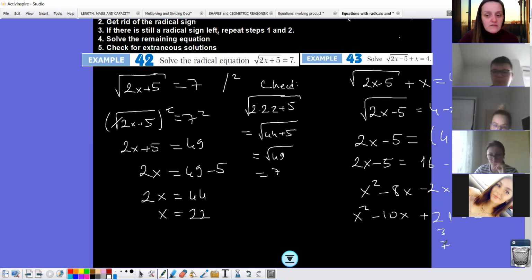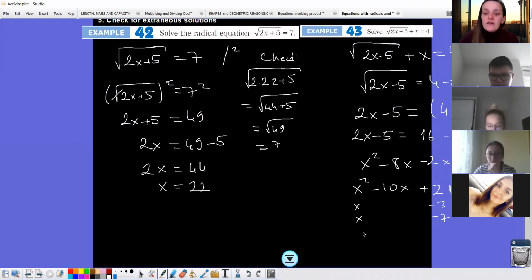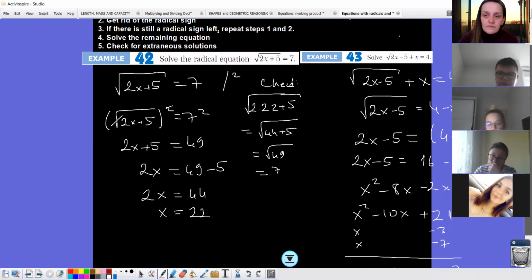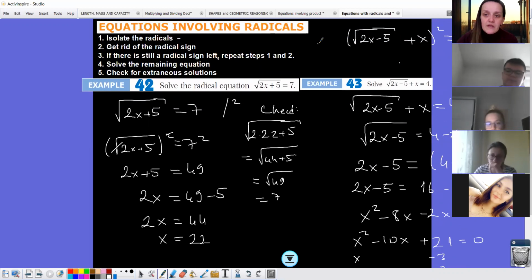21 is 3 and 7. But we have minus 10 here, so both of them will be minus. And then x1 will be 3, x2 will be 7. Now let's see if both of them work. Let's see here.